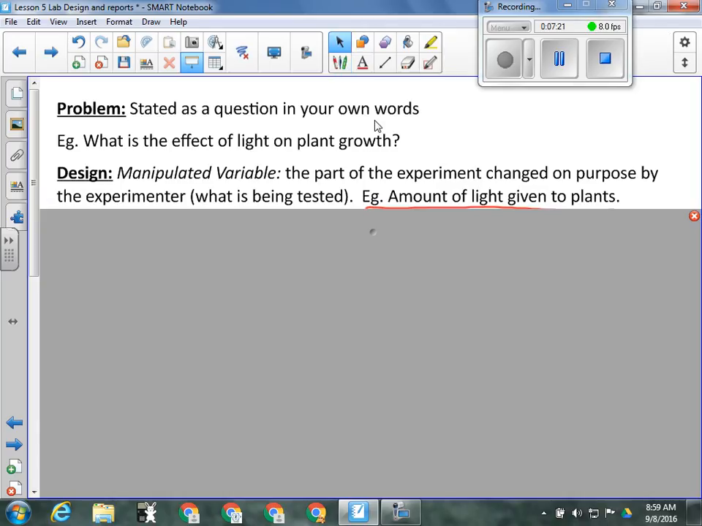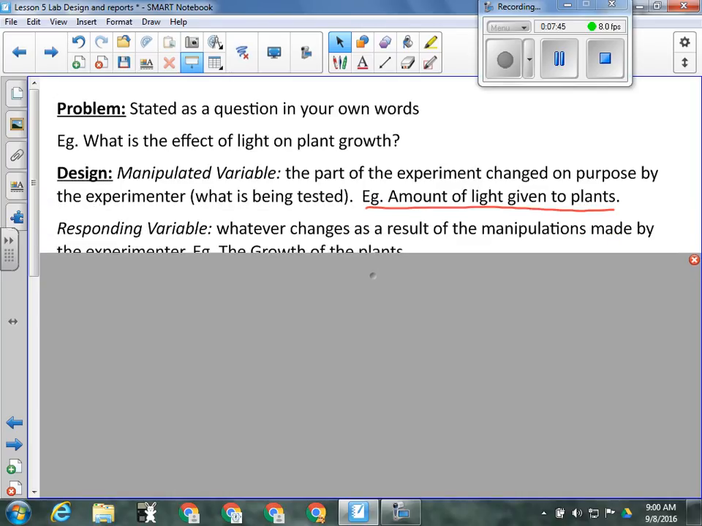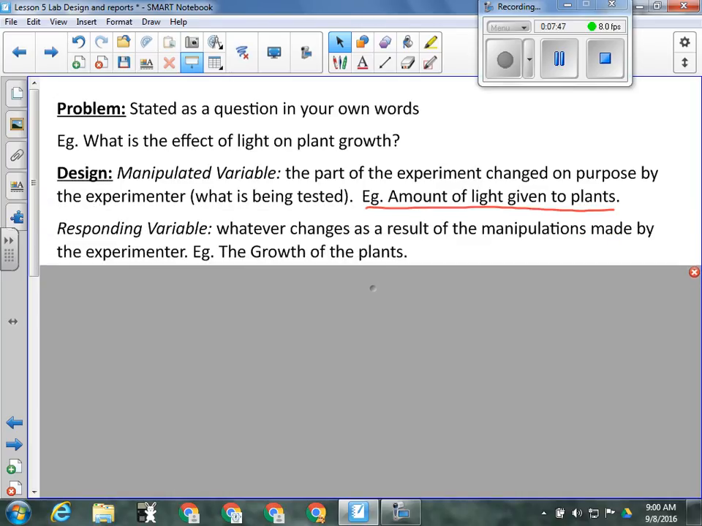Okay. So we got manipulated variable. What's the responding variable? The results. Yeah, it's the thing you're watching. All right. My problem here is what's the effect of light on plant growth? So what's my responding variable? How much the plant grows. Okay, that's the thing I'm watching or the thing I'm measuring. Okay, here's what I manipulated, light. Here's what I'm watching for, plant growth. All right, so the responding variable is whatever changes as a result of the manipulations made by the experimenter. Okay, so yes, in other words, the results.